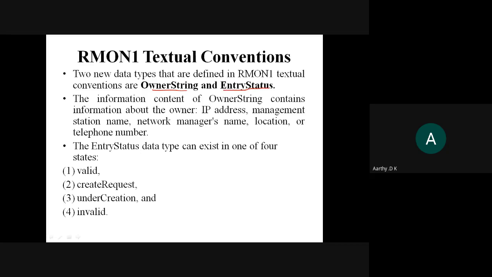So what does the owner string contain? As the name indicates, the owner string contains the information about the owner. So who is the owner of that particular remote monitoring system? What is its IP address? What is the management station name? What is the name of the network manager? Where is it located? And if at all, the telephone number. So this information is stored in the owner string.